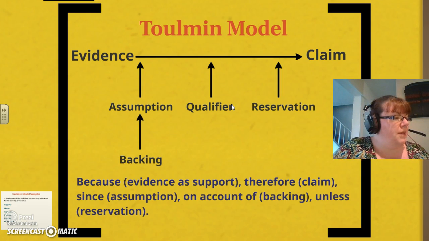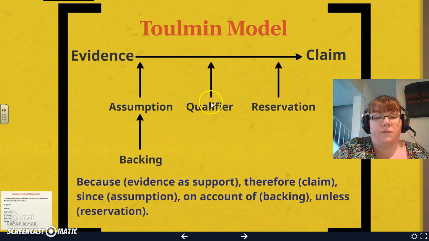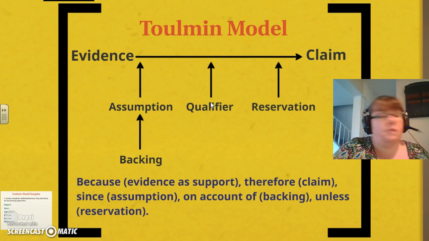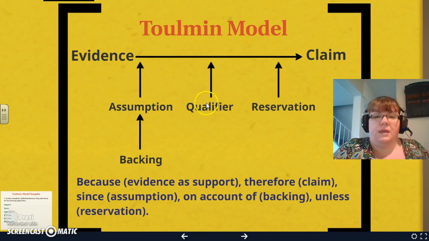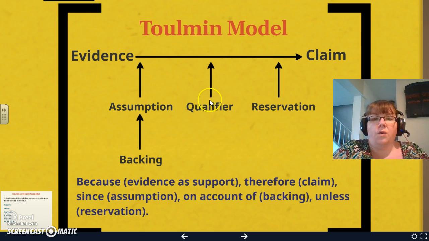In the book on page 126, it actually gives you a list of words that fit with the qualifier aspect. So when you use words like usually, probably, maybe, in most cases, and most likely, it helps to weaken that argument. And in several of your essays, I circled the idea that you were using too many of those qualifiers. 1 or 2 here and there is okay, but if you start to overuse them, it weakens it way too much.